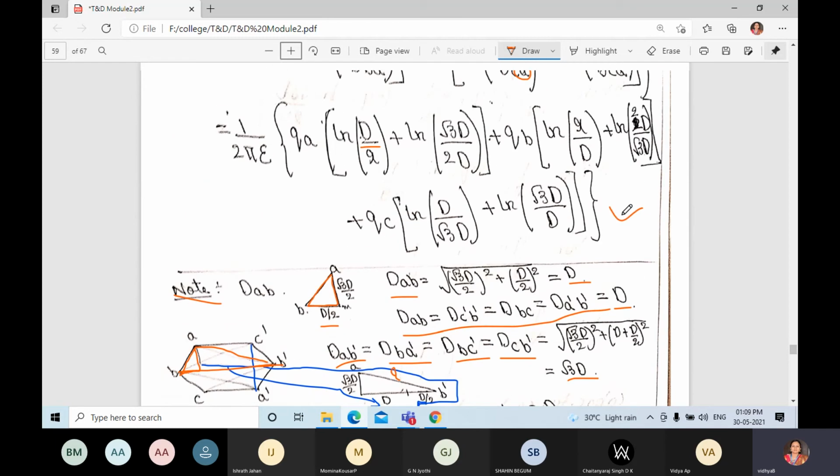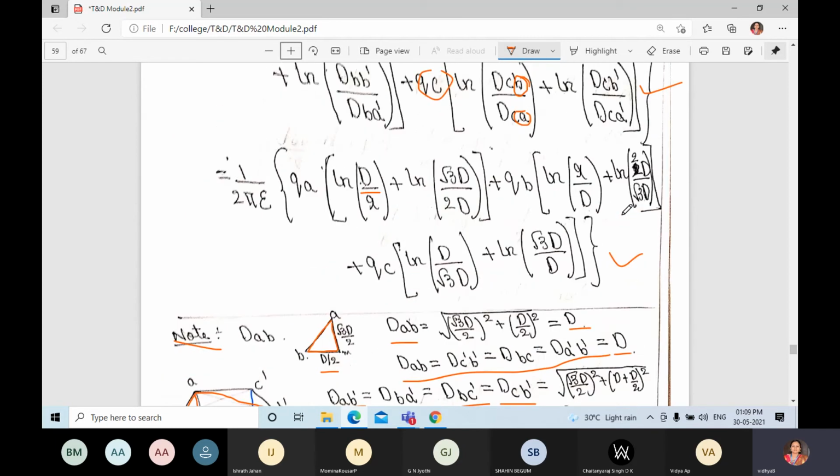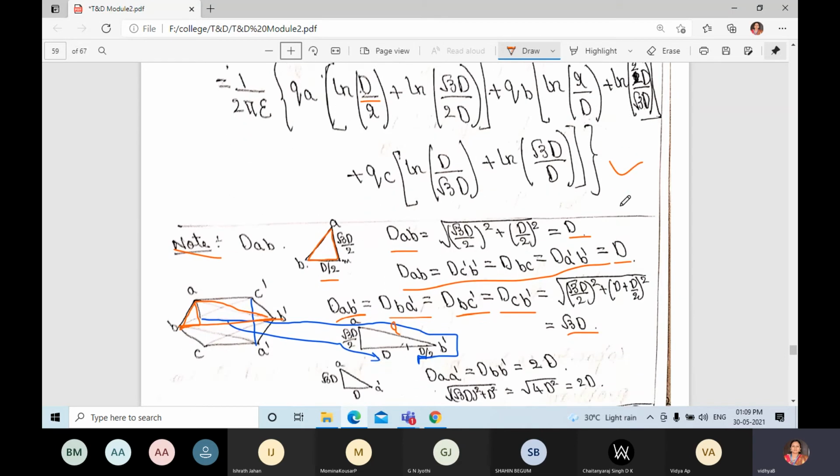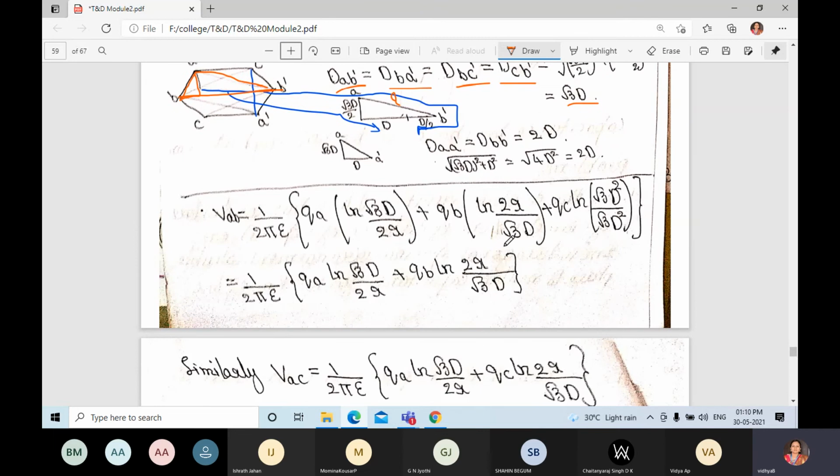How are they written here? Log A plus log B can be written as log A into B. That is what they have written here. Square root of D gets cancelled, leaving square root of 3 into D divided by 2R. Here what will you get? 2 and D get cancelled here also, so 2R divided by square root of 3 into D. You can observe that is what they have written here. After doing log A plus log B equal to log A into B, next you get 1 divided by 2 pi epsilon, QA ln square root of 3 into D divided by 2R plus QB ln 2R divided by square root of 3 into D.